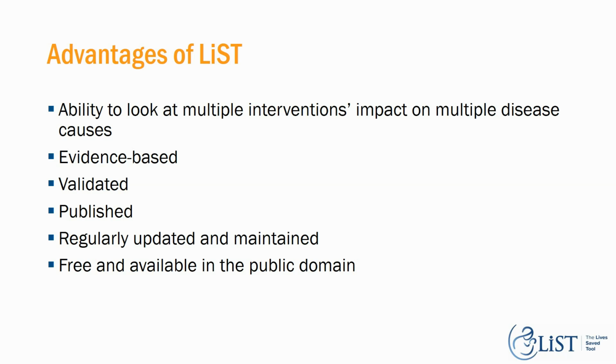We have a team of folks who keep an eye on the literature to make sure that all the new research on effectiveness is integrated into LiST as it comes out, and also the default data sources are integrated into LiST as soon as they're publicly available as well. And this very important note as well, LiST is free and it's available in the public domain, so anyone can navigate to our website and download Spectrum and use LiST for absolutely no cost whatsoever.